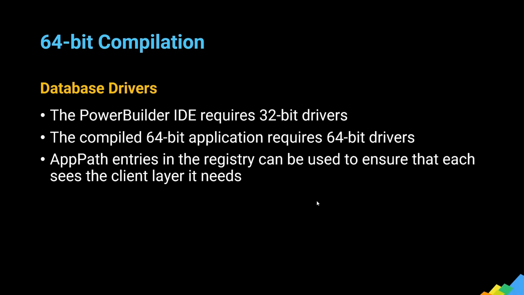One way to overcome that is in the registry. There is what's called an app path entry under Windows current version. You can go in there, and every executable on the machine, including the PowerBuilder IDE, has an app path entry in there. That is where you can add application-specific path information. So you can add the directory for the 32-bit drivers to the app path for the PowerBuilder IDE, and then the PowerBuilder IDE will load those using that application-specific search path. And then for your compiled application, you would create an app path entry for your 64-bit application and point it to the 64-bit directory, and then it would load that appropriately.